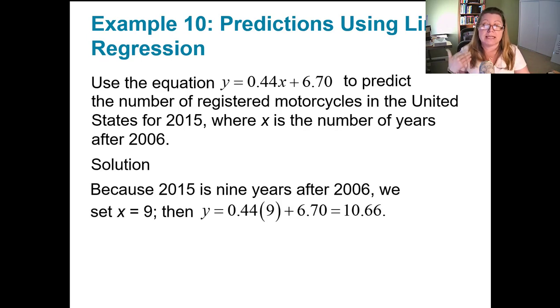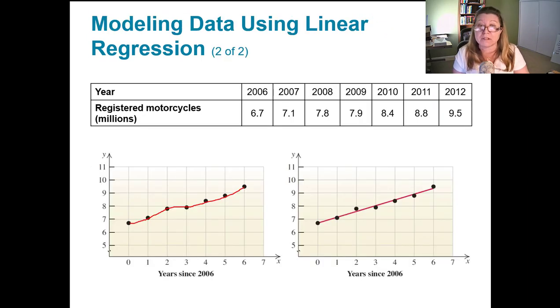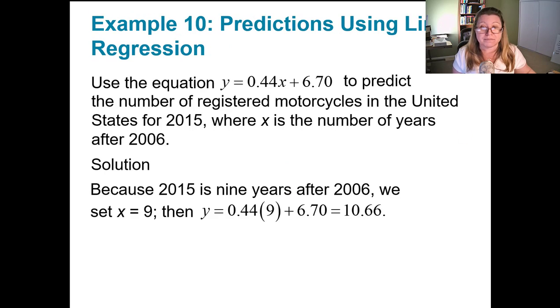Once we plug 9 into our equation, we get a prediction of 10.66 million registered motorcycles in the US. Now, of course, on this table of data, we don't have 2015. It is a prediction. With the way things are going in the current data, by the time we get to 2015, there will be 10.66 million registered motorcycle riders.